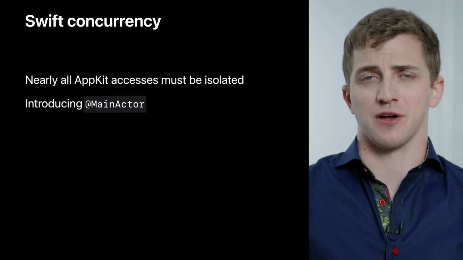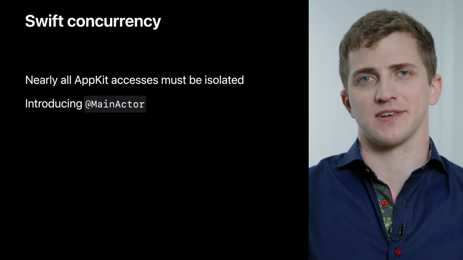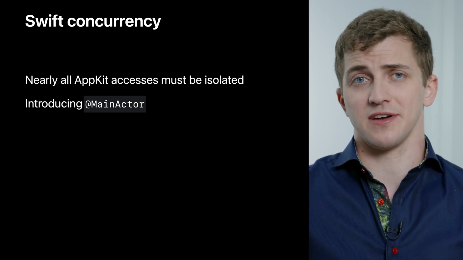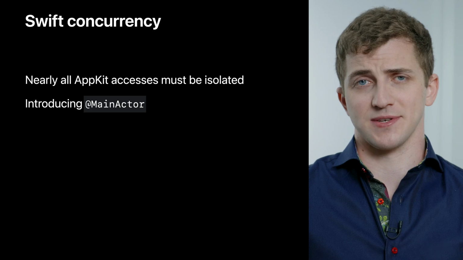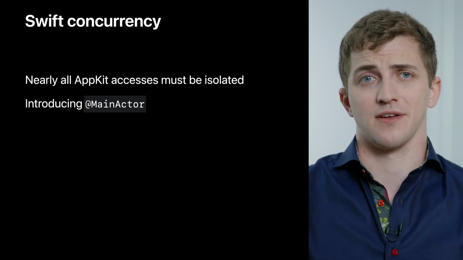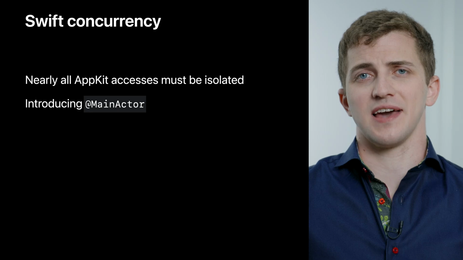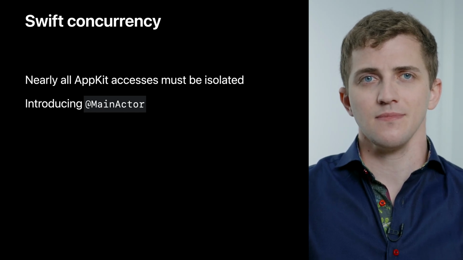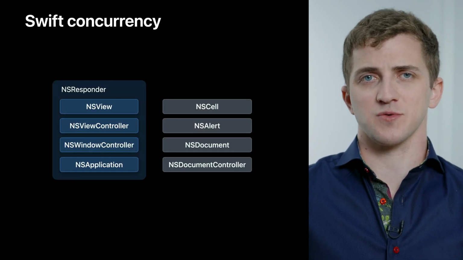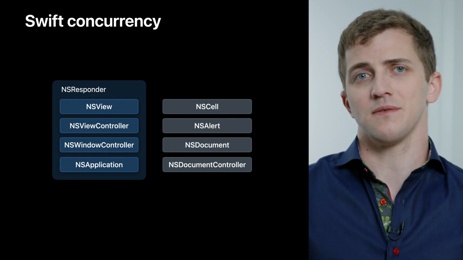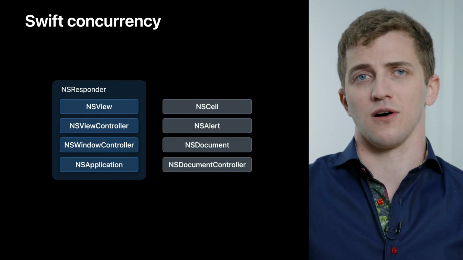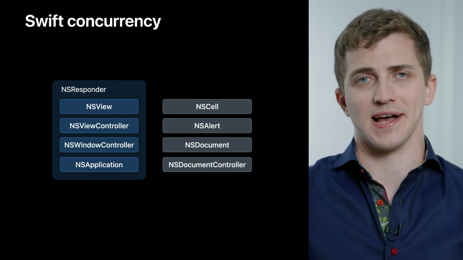Actors work to protect state from concurrent access by isolating it to a single thread of execution. If that sounds familiar, it's because most of AppKit's state, like the view hierarchy and responder chain, should also be accessed from a single thread of execution, specifically the main thread. This restriction fits the actor model nicely, so we've introduced the concept of a main actor, which is a type that has to be accessed from the main thread. In AppKit, we've designated NSResponder, including its subclasses of NSView, ViewController, Window Controller, and Application, plus NSCell, Alert, Document, and Document Controller as main actors.